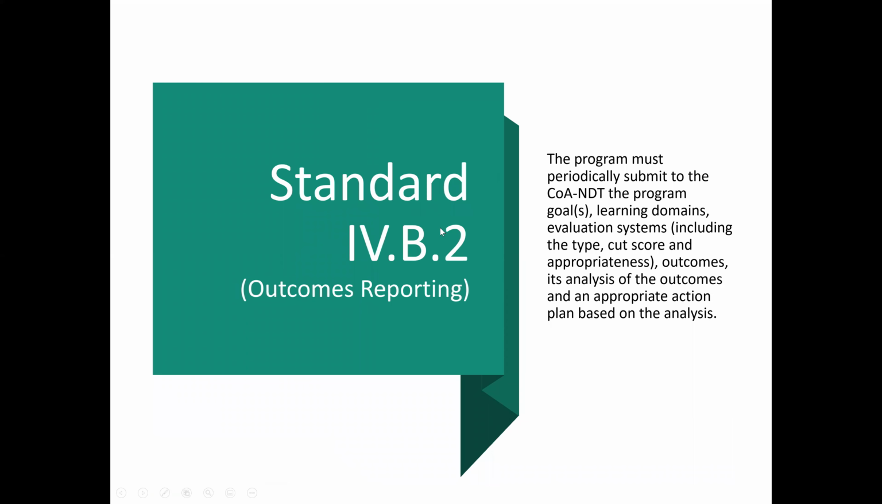And then standard B2 requires you to report your outcomes. And so this is where you report those in your annual report. We look at them. And for those of you who don't achieve the outcome, you need to look at the analysis of why that's happening and do an appropriate action plan based on that analysis.